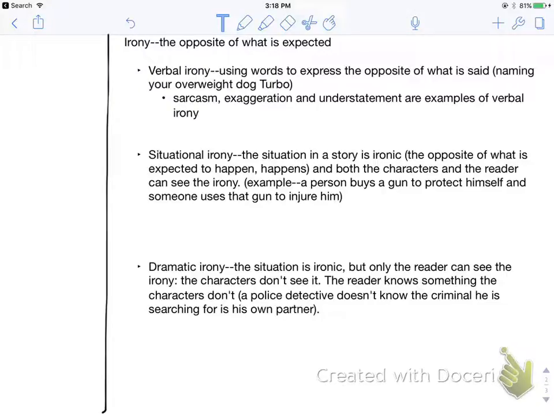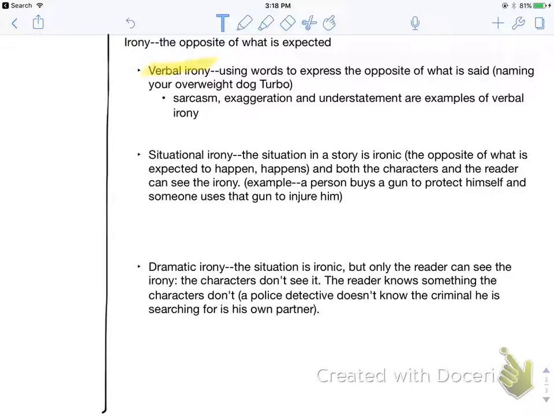The next literary device is irony. The general definition of irony is just the opposite of what is expected. But there are 3 different kinds of irony. The author will use them in different ways for different effects. So the first one is verbal irony. And that's when the author uses words to express the opposite of what is said.